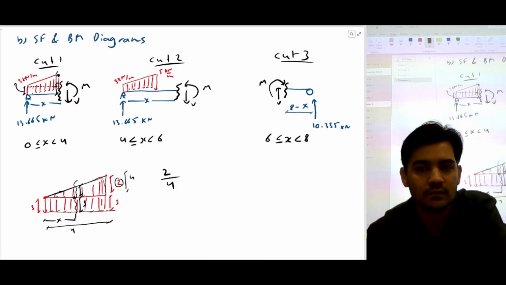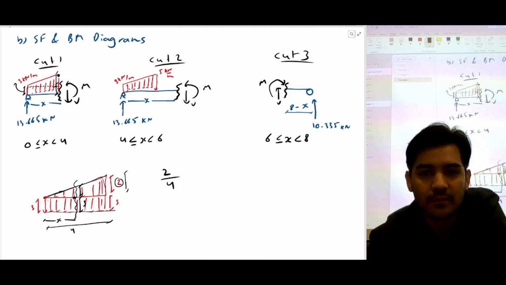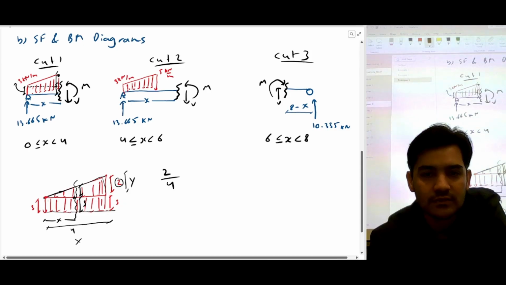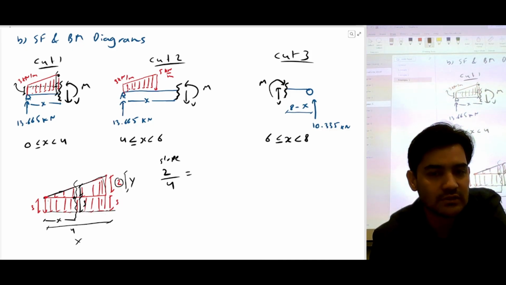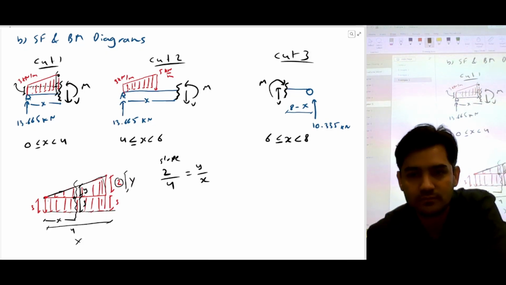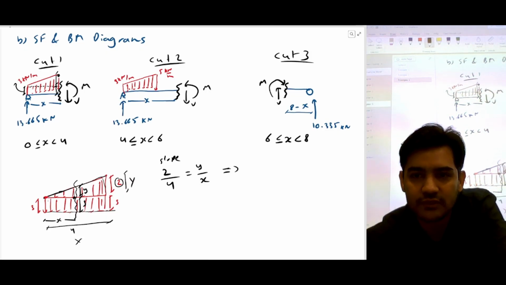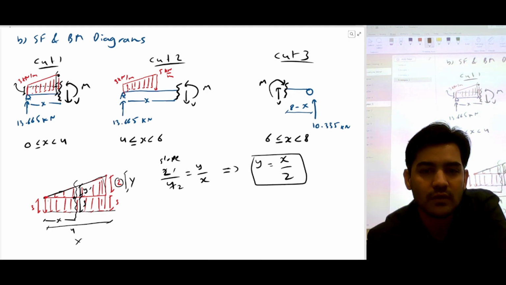If this is capital Y and this is capital X, then this is Y divided by X, which is the slope. This is the slope equation. The slope is the same for both the triangles. So let's call this distance small y, right? It would be equal to small y divided by small x. Does it make sense? So we can get the value: this y value would be x by 2. This is small y. This is x by 2.